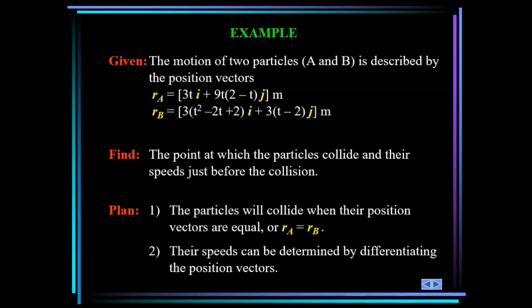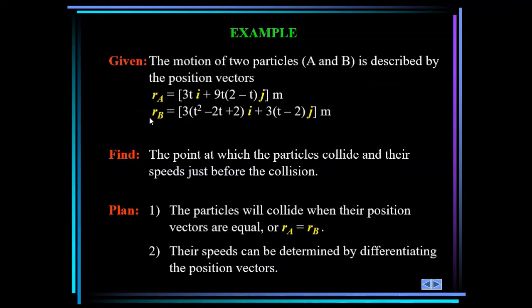So let's take a look at this example problem here. In this problem, they tell us that there's motion of two particles, particle A and particle B, and it's described by the following position vectors. So they give us a position vector for each of these particles. For particle A, the position vector is given to us as 3t i hat plus 9t(2 minus t) in the j direction, in units of meters.